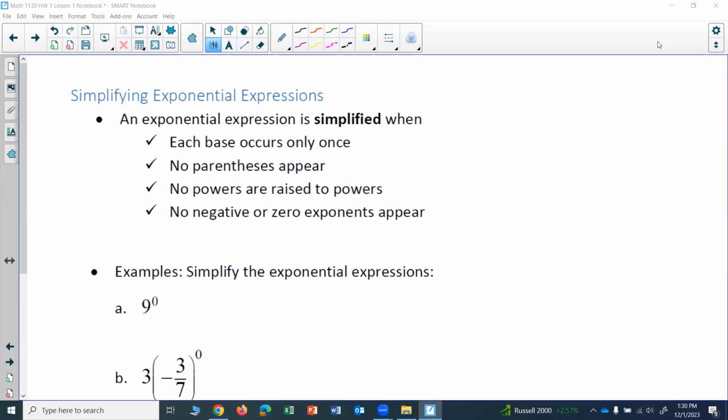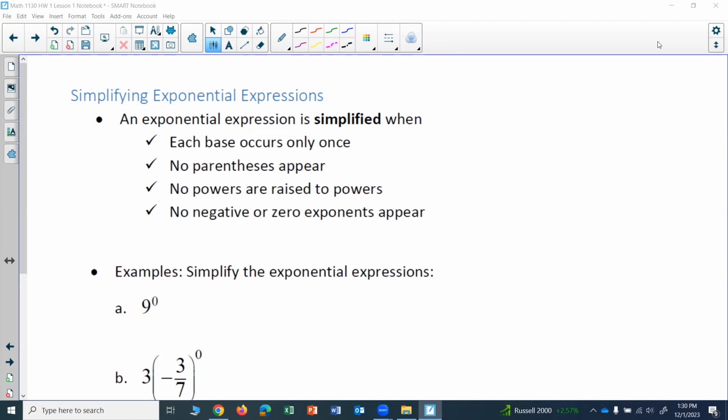This video is about simplifying exponential expressions. So in the previous 3 videos, we learned the rules of exponents, so how to simplify simple exponential expressions. Here we're going to continue with some more complicated examples.